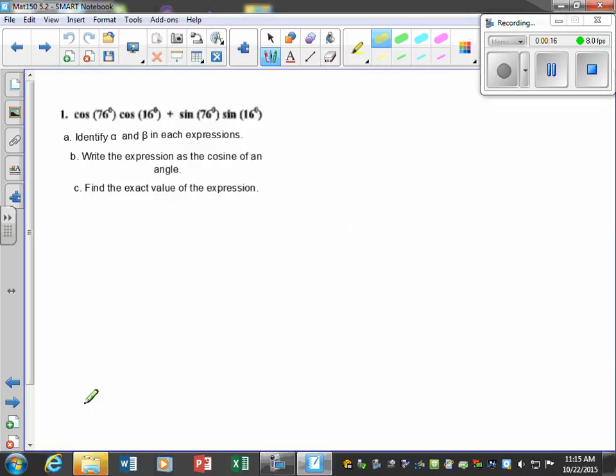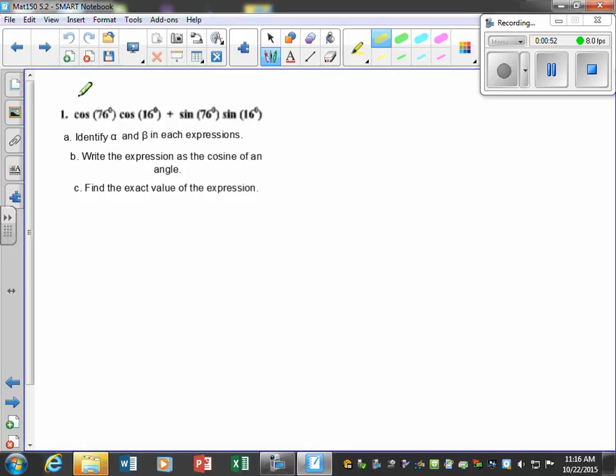Alright, the first one we're going to have is cosine of 76 degrees times the cosine of 16 degrees plus sine of 76 times the sine of 16. That may be a little bit blurry, but we want to identify alpha and beta in each of the expressions, and then write the expression as the sine or cosine of an angle and evaluate it to get an exact value. I'll give you just a minute to write it down, and you need your formula sheet nearby because we're going to be toggling back and forth.